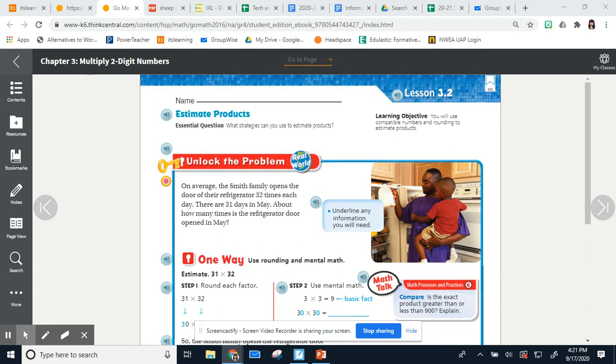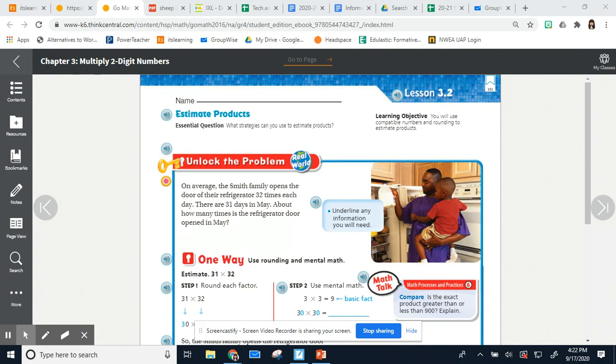So we're continuing on with multiplying two-digit numbers. This time we are estimating products. Okay, so what does this word products mean? When I say products, I'm referring to the answer of a multiplication problem. So for instance, in the multiplication problem 10 times 2, 20 is the product.